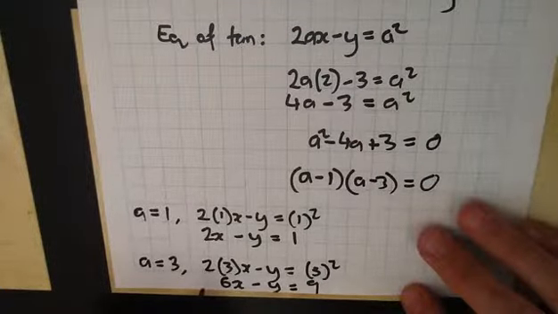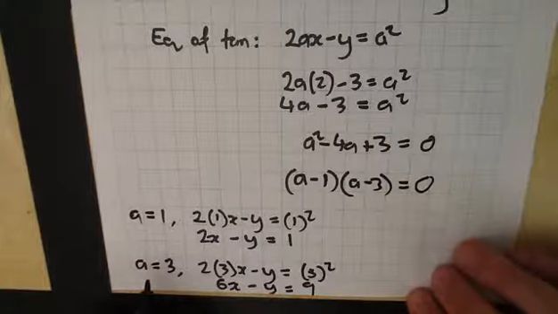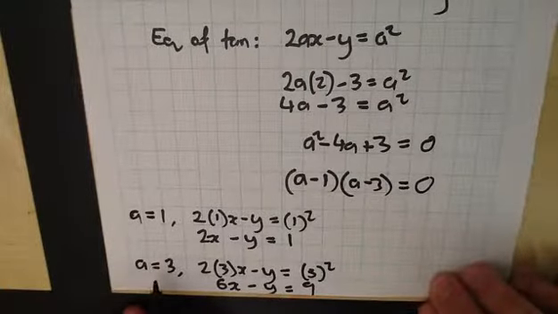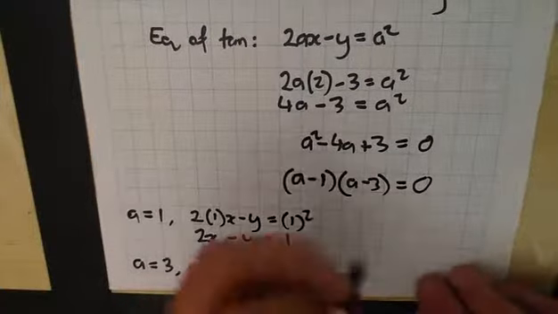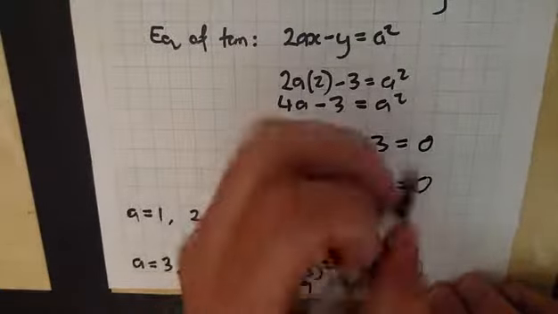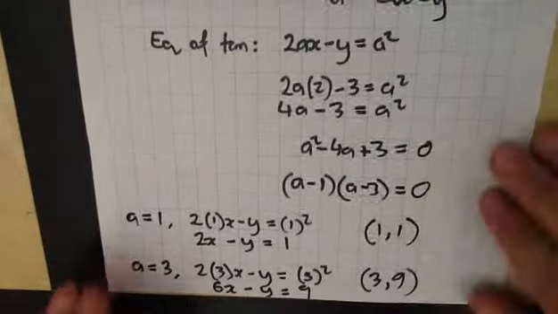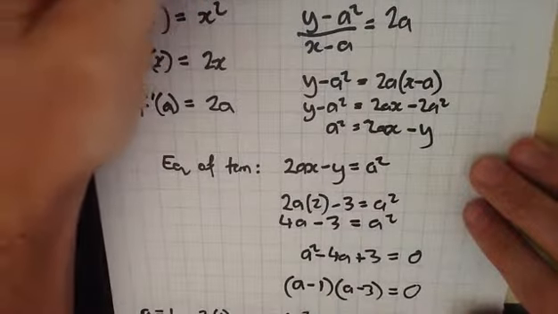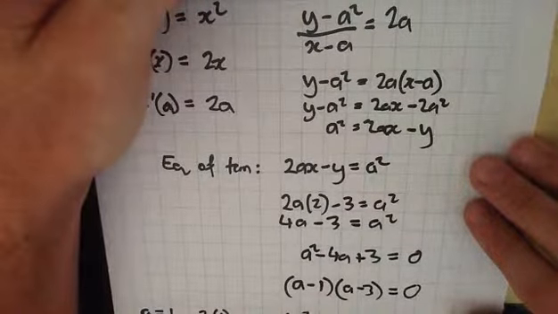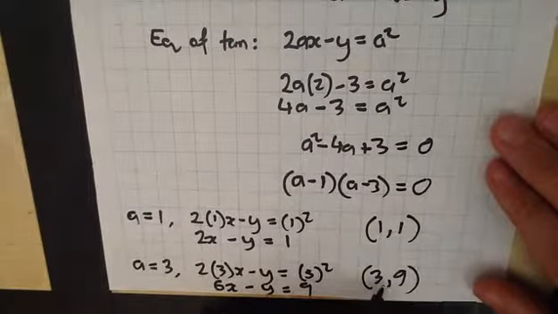And so what you can see is the point of contact for the tangent, think about it: when a is 3, it's (3, 3 squared), so it's (3, 9). When a is 1, it's (1, 1 squared), so it's (1, 1). So these two points at which the tangents touch the curve, coming from the same external point, would be (1, 1) and (3, 9).